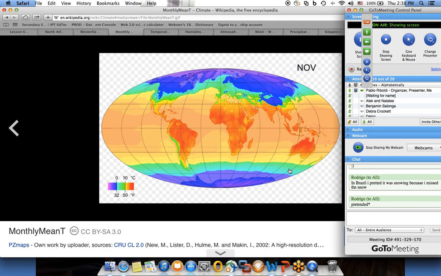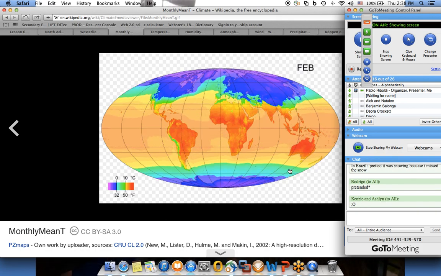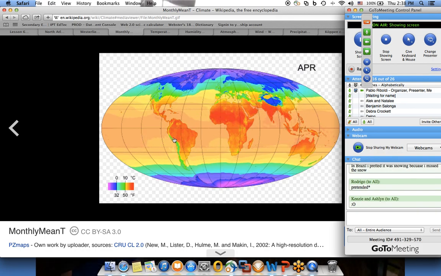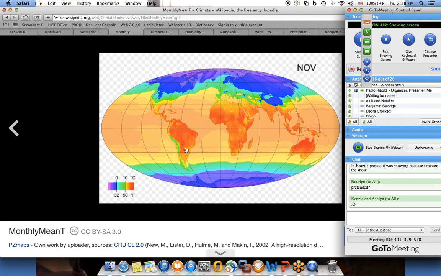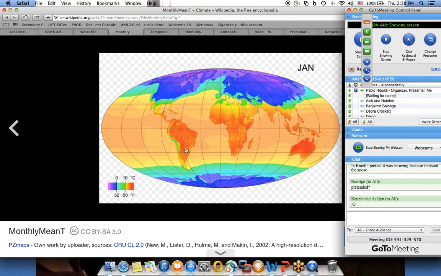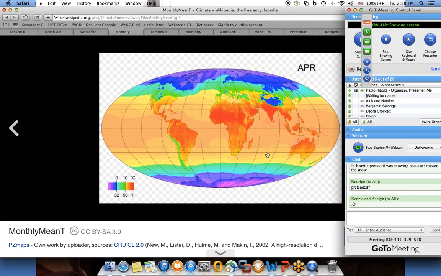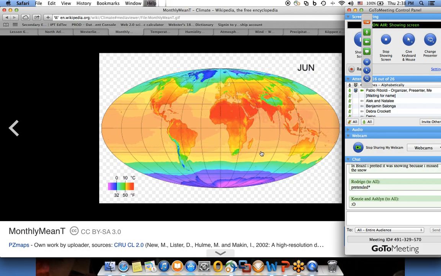Yeah, Brazil doesn't get much snow at all. It only gets snow in the high mountains. Okay, but Brazil, lots of rain, but no snow. Yeah, they don't know what snow is.